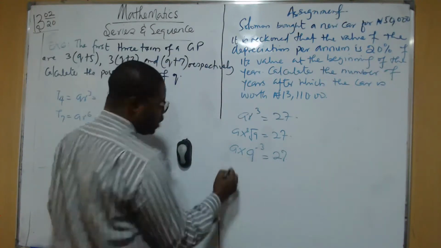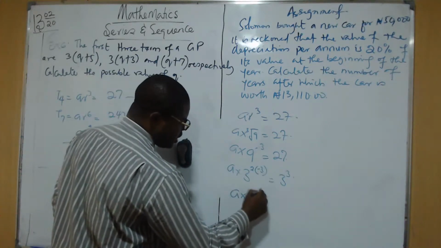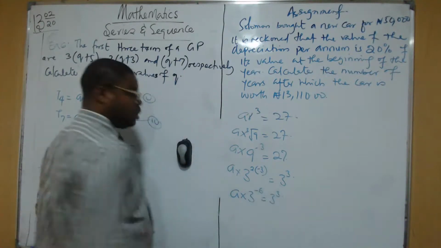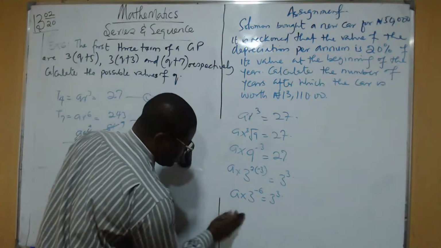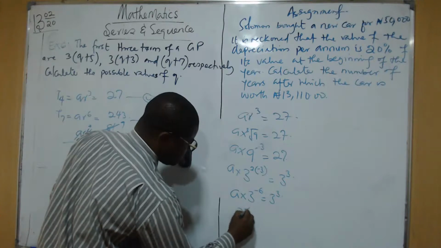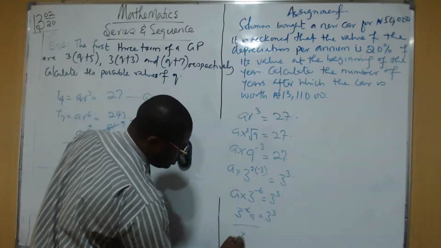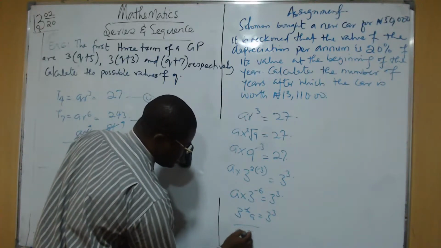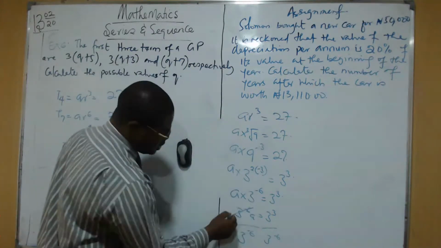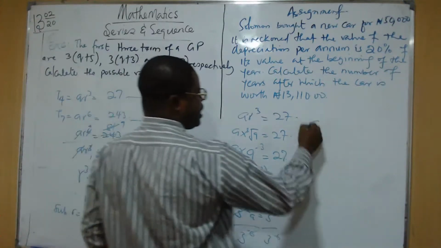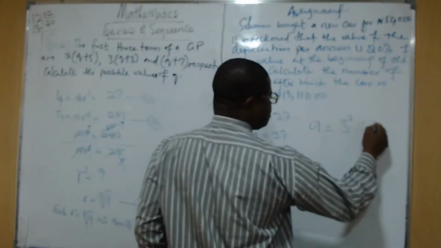Also, I can break this down: 9 times 3, A times 3, minus 6 equals 3. Right? Now here I have 3 raised to power minus 6A, and we have 3 raised to power 3. I divide here by 3 raised to power 3 minus 6, so I divide by 3 raised to power minus 6. So my A now becomes 3 by 3, divided by 3 raised to power minus 6.